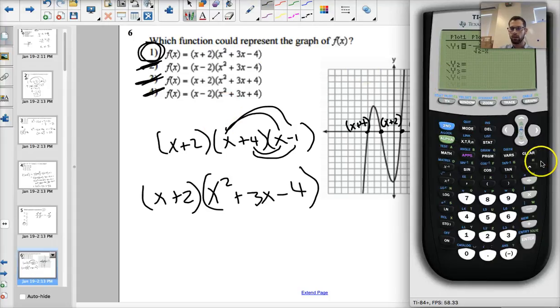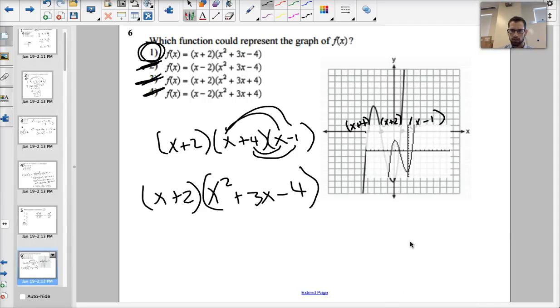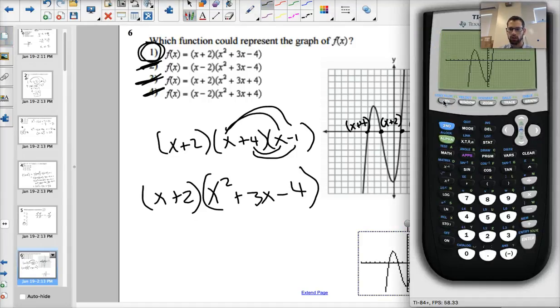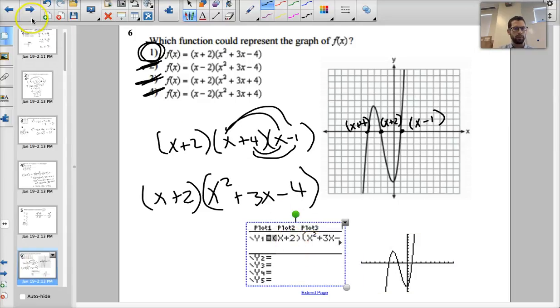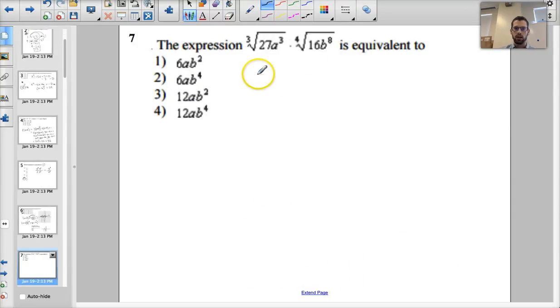I could, of course, graph that to check it. So if I go in here, clear it out, and I do x plus 2, parentheses, x squared plus 3x minus 4. It's always good to check your work. I should see a graph with the roots in the right place. And yeah, sure enough, I do. Graphed it. Done. Just to be totally clear, I'll drag both of those screens over so you guys can see what I did. Alrighty. On to number 7.